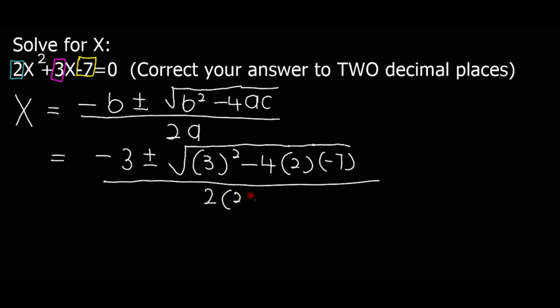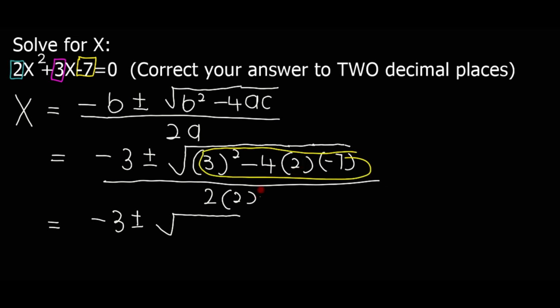A is 2. From there ke na le minus 3 and then plus or minus. E go fihla at this step, press this part ka calculator. 3 squared minus 4 times 2 times minus 7 o bone gore e go fa bokae. Go ka pressa this part it will fa 65.